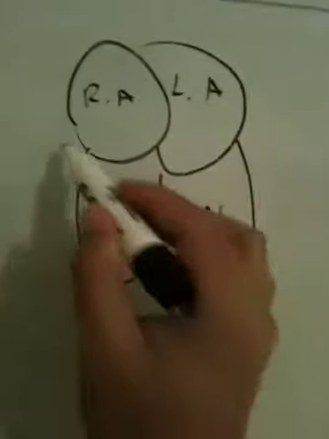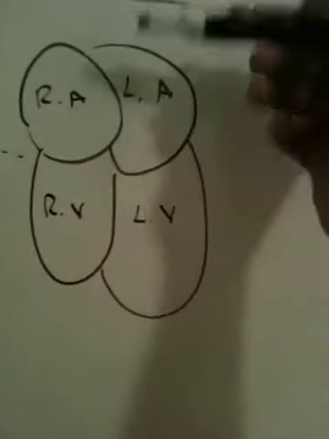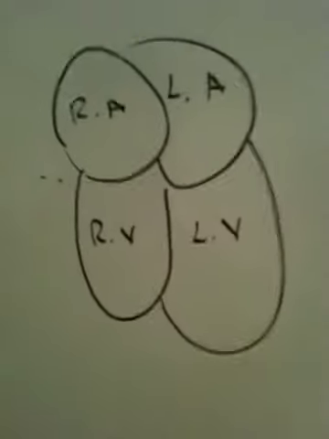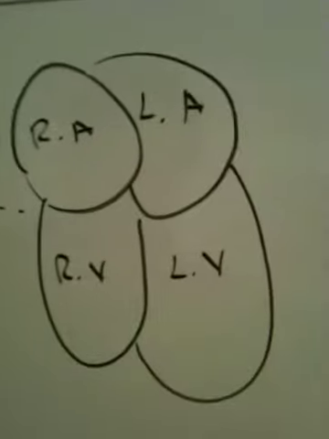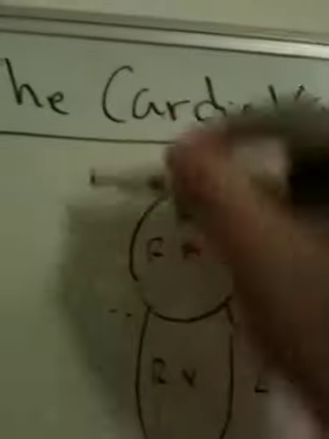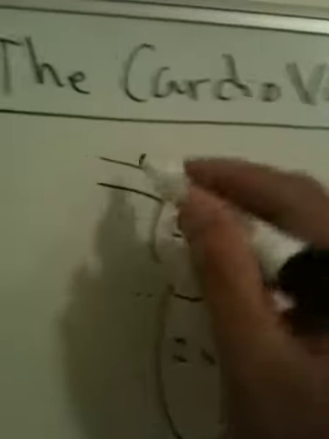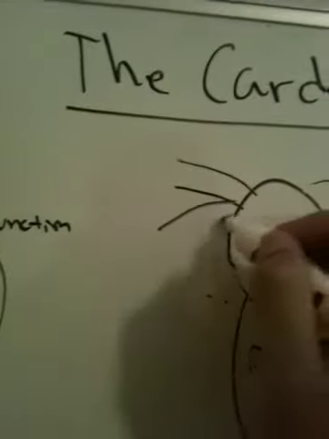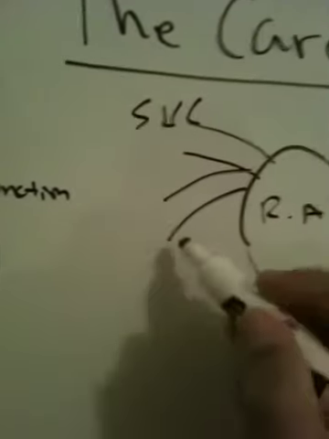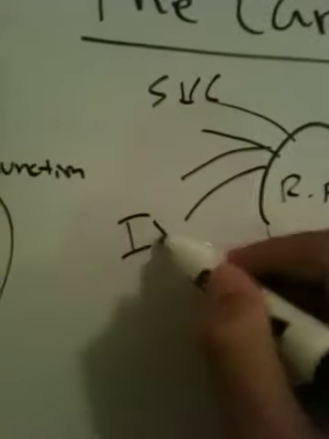There are two atrial chambers and 2 ventricular chambers. Note that the atrial chambers are basically collecting. Their purpose is for collecting blood, and the ventricular chambers are for pumping blood. So the right atrium is going to be receiving deoxygenated blood via the superior vena cava, and the right atrium also receives it from the inferior vena cava.